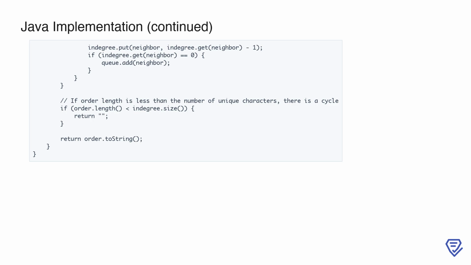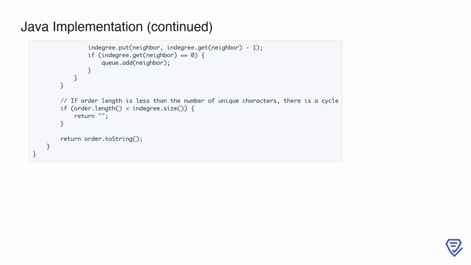In the topological sort, we process characters from the queue one by one. For each character, we append it to the result string and then examine its neighbors in the graph. For every neighbor, we decrease its in-degree by 1, as the current character has now been processed. If a neighbor's in-degree becomes 0, it means all of its prerequisites have been resolved, so we add it to the queue. This process continues until the queue is empty.